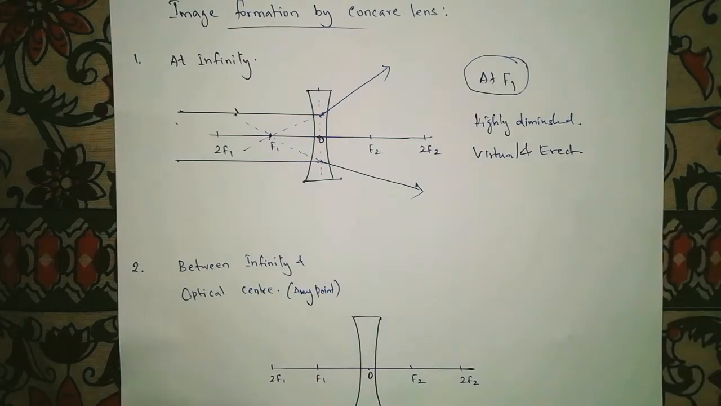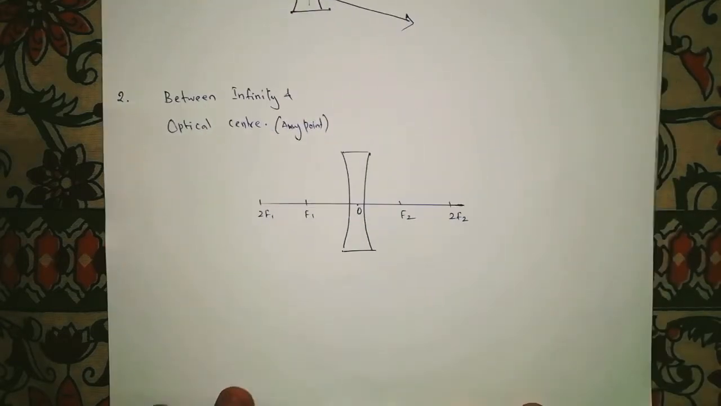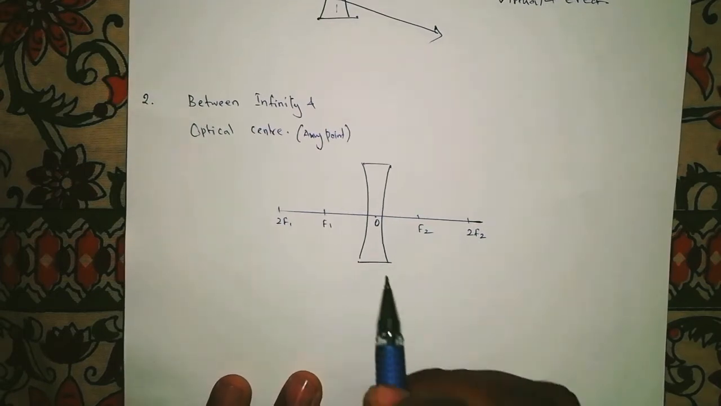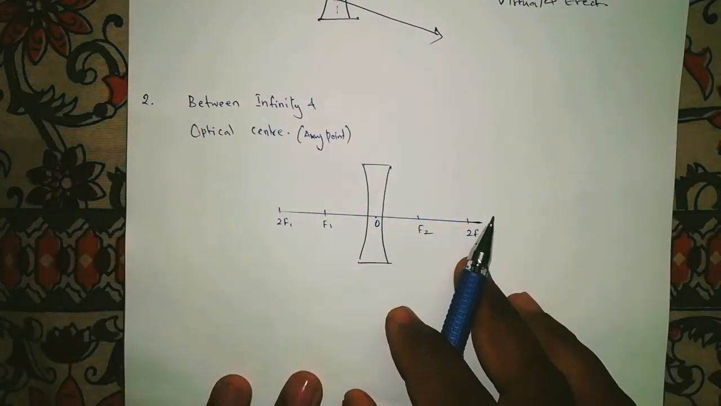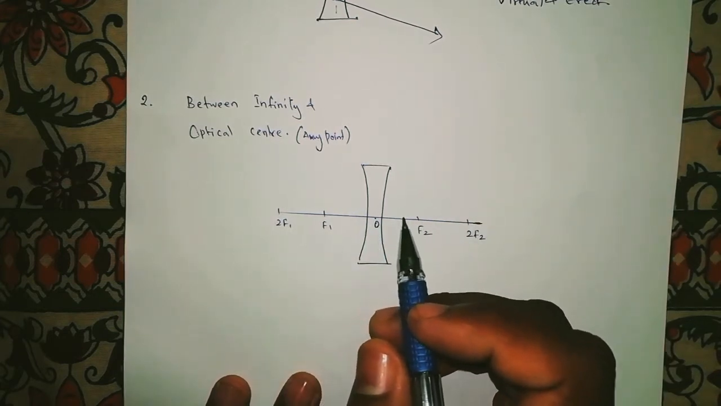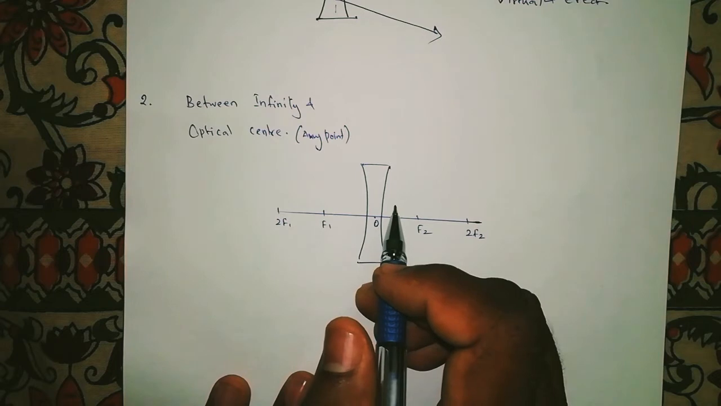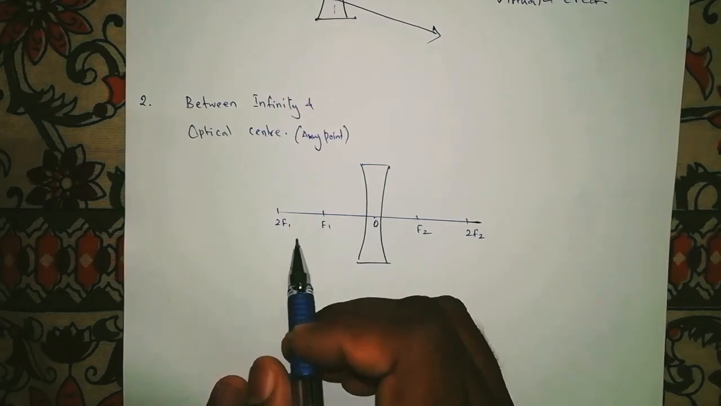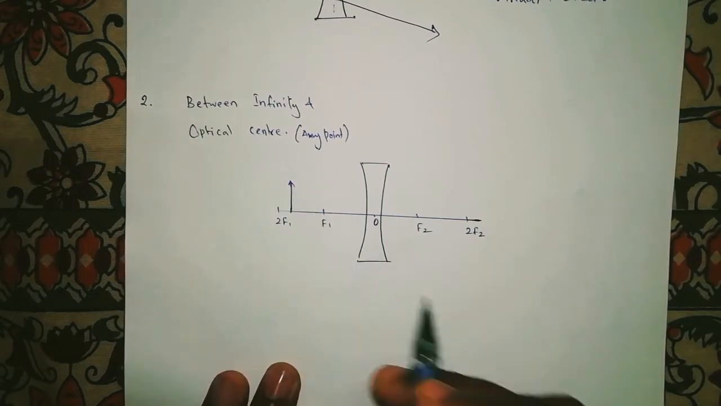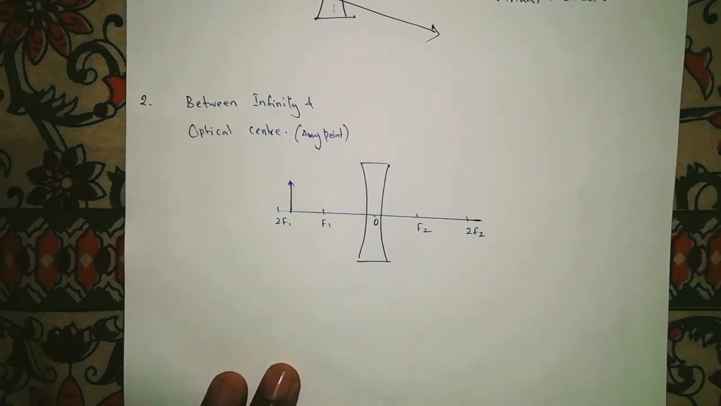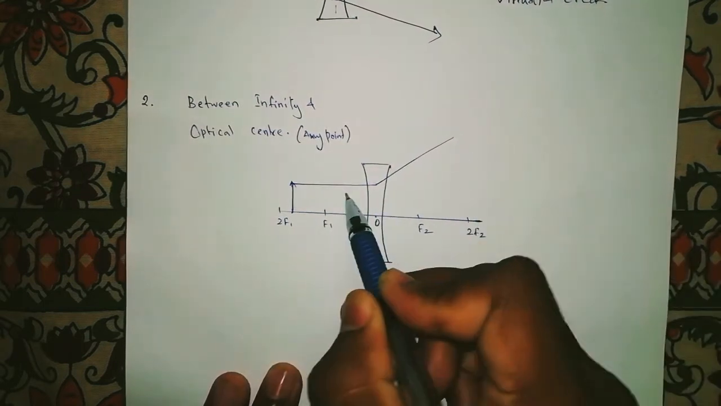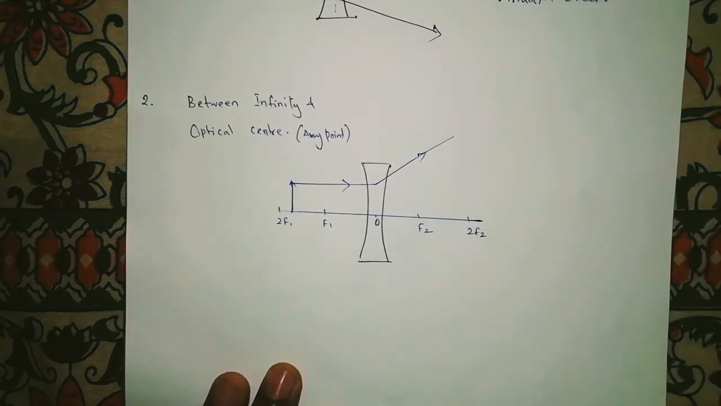Okay, erect image. Okay, the next thing is between the infinity and the optic center. So I can say that infinity is somewhere here and the optic center is here, so we can keep the object at any one of the places. So I can keep it here. Okay, whatever, you can keep it here, so I'm going to keep it here. So first thing is, yes, it gets refracted. Okay, this is the one thing.